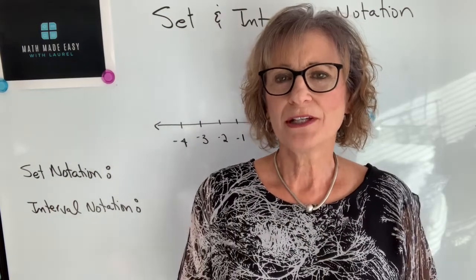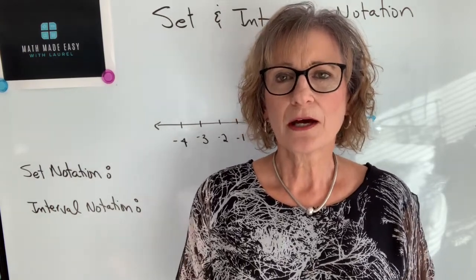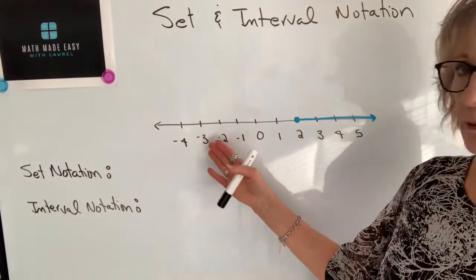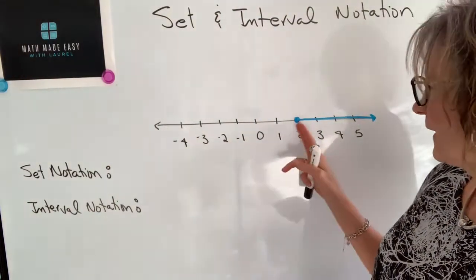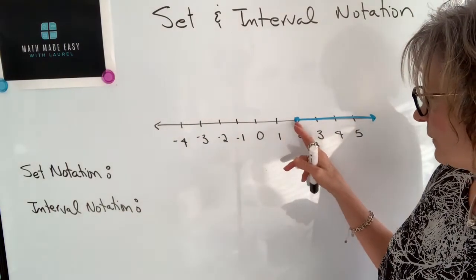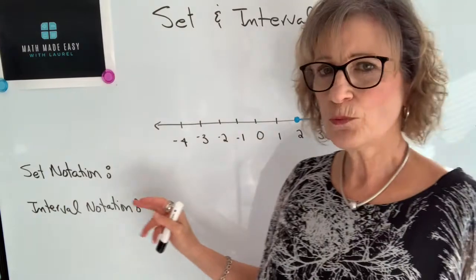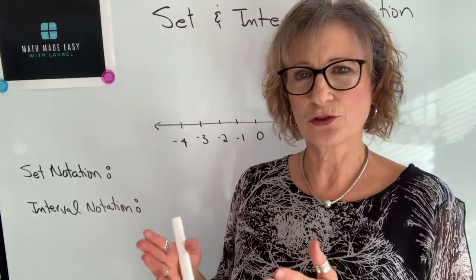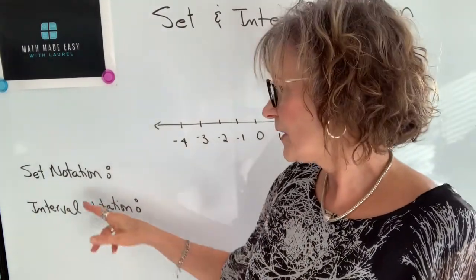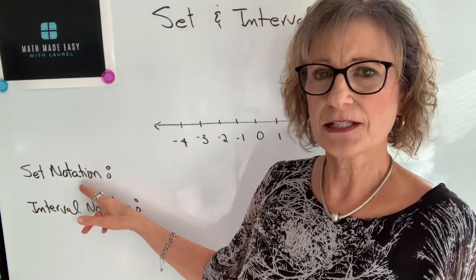When we're describing an interval containing a range of numbers, for example, if we were to take a look at a number line, and I wanted to indicate all of these numbers from and including 2 and on, there's two different ways that I can express that interval of values. One method is called set notation, and I'll talk about that first.